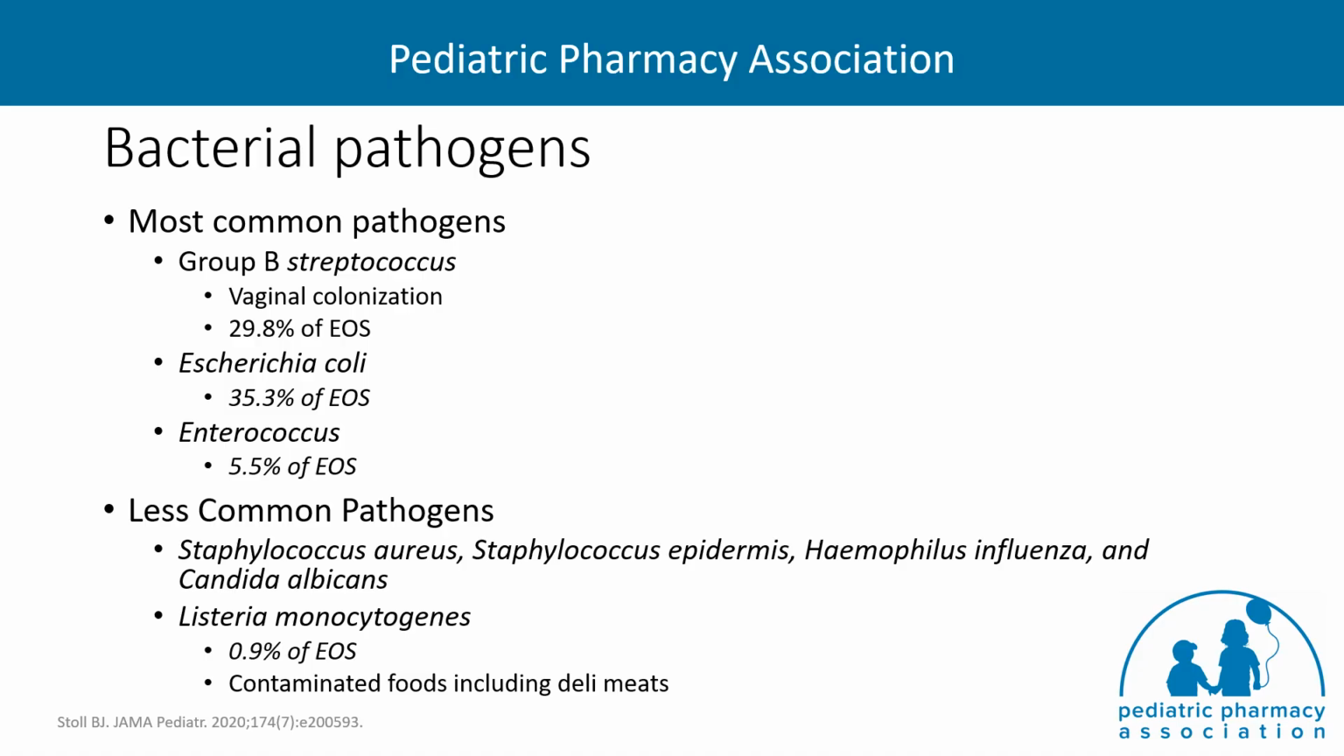The most common pathogens leading to early onset sepsis are Group B strep, E. coli, and Enterococcus. Group B strep historically has been the primary pathogen of concern. However, newer literature has described that E. coli is now the most prevalent pathogen causing early onset sepsis, accounting for roughly 35.3% of all cases. Group B strep now has become the second most likely pathogen at 29.8% of cases.